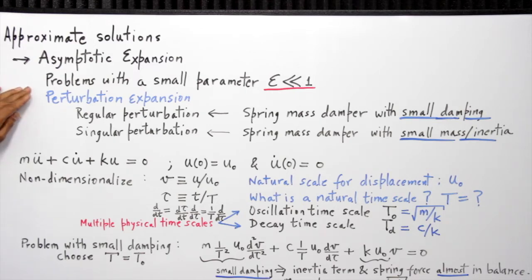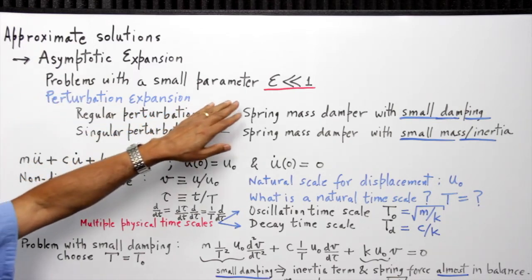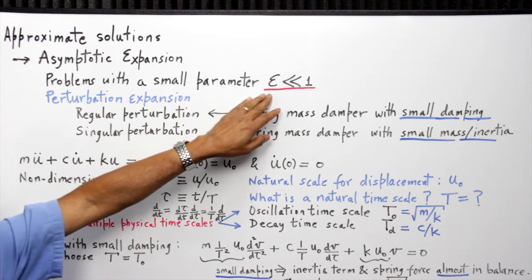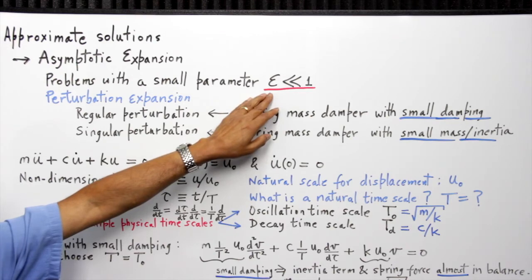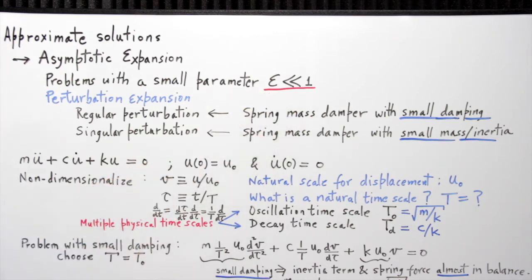We are presented with a problem with a small parameter. Typically the small parameter is given in terms of a non-dimensional parameter called epsilon here, which is much less than 1. And we want to then express the solution in terms of a correction or a perturbation expansion when epsilon is 0, and then successively correct for the fact that epsilon is actually not equal to 0.